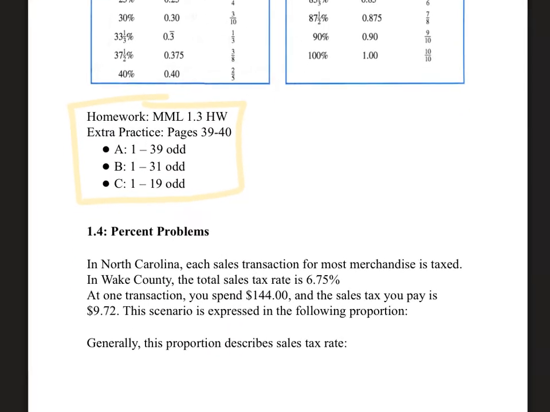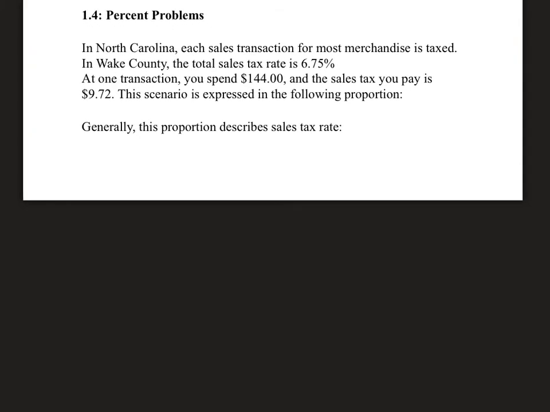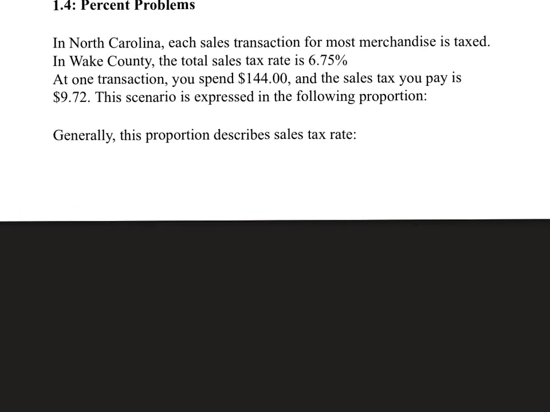So now that we have looked at some beginning percent stuff, we're going to start looking at percent problems. So these are going to be some application problems applying what you have been learning. So in 1.4, we have in North Carolina, each sales transaction for most merchandise is taxed, and in Wake County, the total sales tax rate is 6.75%. At one transaction, you spend $144, and the sales tax you pay is $9.72. So this scenario is expressed in the following proportion.